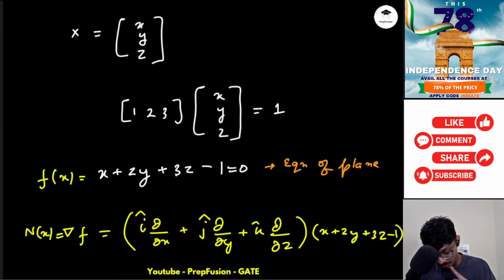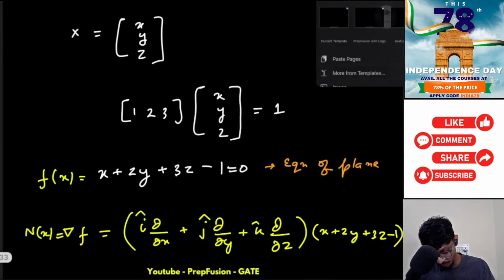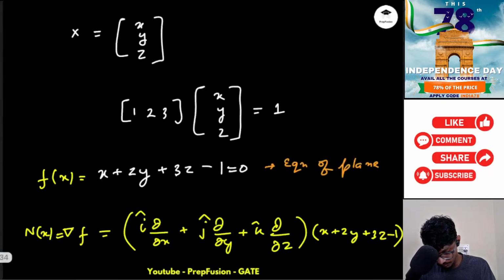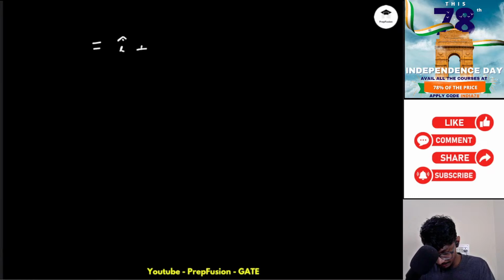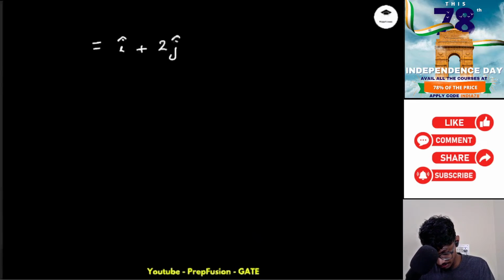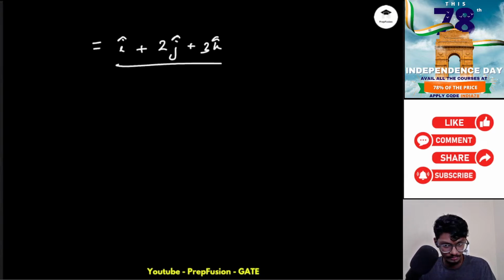So grad of phi, what will this be? This will be simply i cap plus 2j cap plus 3k cap. And if I want to find a unit vector, it will be divided by the magnitude. The magnitude will be the square root of 1 squared plus 2 squared plus 3 squared, that is 9 plus 4 is 13, plus 1, that is 14. So this is the grad of phi.